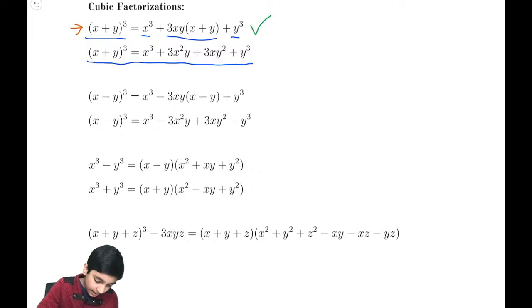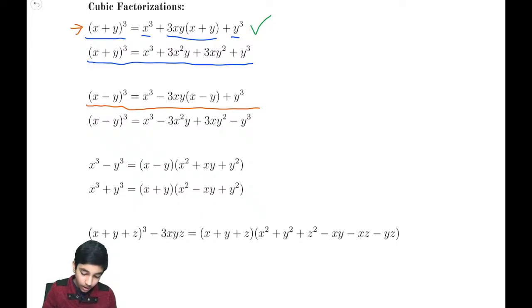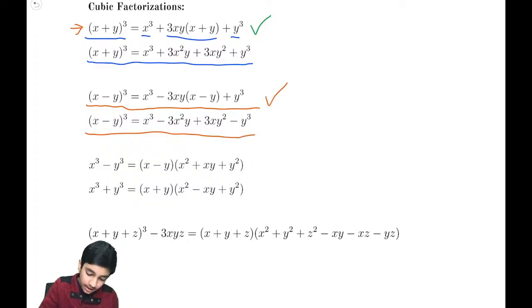Next, we have (x minus y) cubed. It's going to be equal to x cubed minus 3xy times (x minus y) plus y cubed. So then what we can see here is that we have another way of rewriting it. This one you should definitely memorize. The second one, there's no need to memorize it, but it's still good to know. And it's okay if you don't memorize it right now.